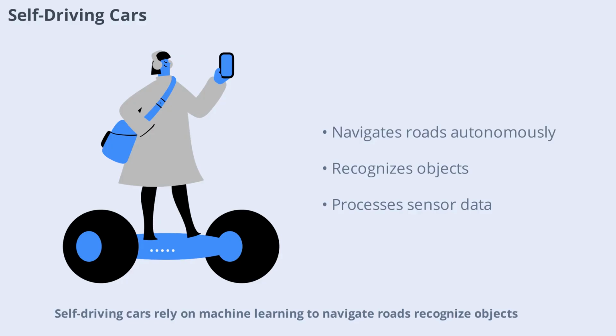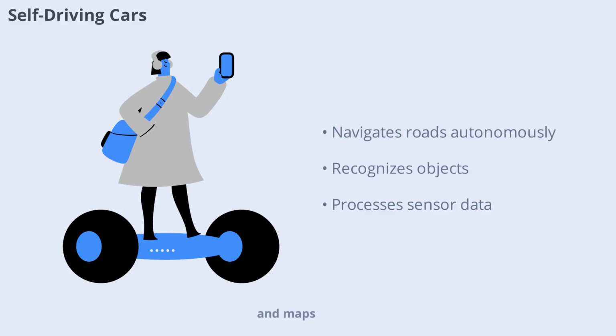Self-driving cars rely on machine learning to navigate roads, recognize objects, and make split-second decisions. By processing data from cameras, sensors, and maps, these vehicles can safely transport passengers without human intervention, showcasing the power of AI in real-world environments.